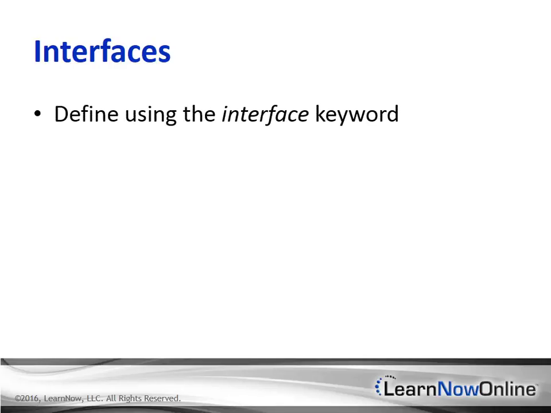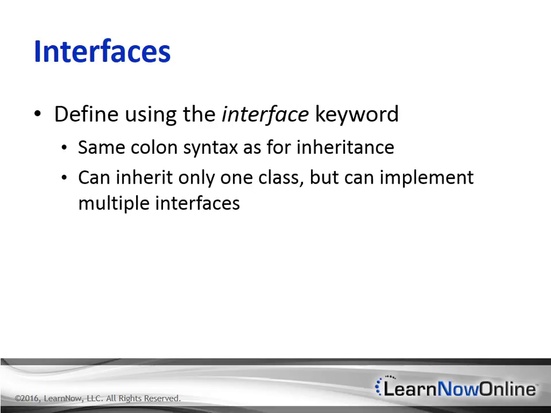You define an interface using the interface keyword. You implement an interface using the same colon syntax that you use to inherit a class. The main difference between inheriting a class and implementing an interface is that a single class can inherit from only one class, but can implement as many interfaces as it needs to.